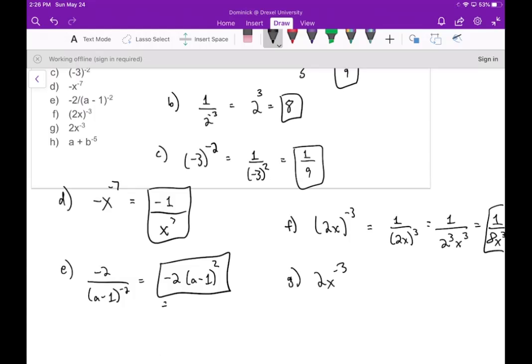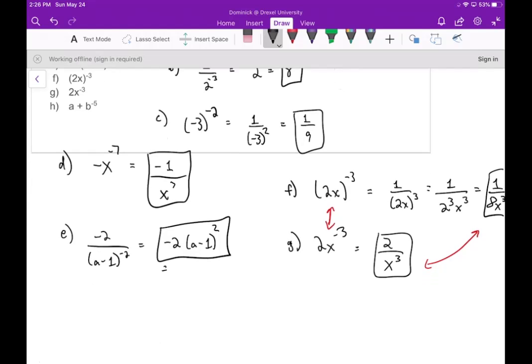Now in part G, the -3 is only attached to the x, right? So this is 2 over x to the third, and that's all we can do with that one. All right, so just note the difference between these two. Although they look very similar, you get very different answers here. All right, so just be careful there.